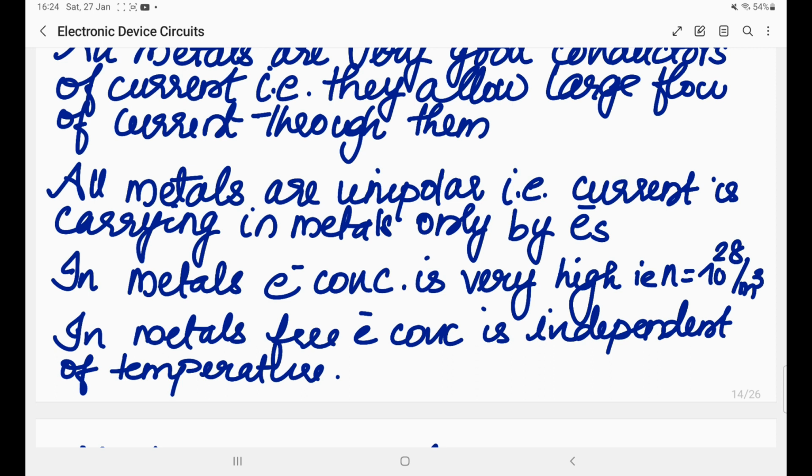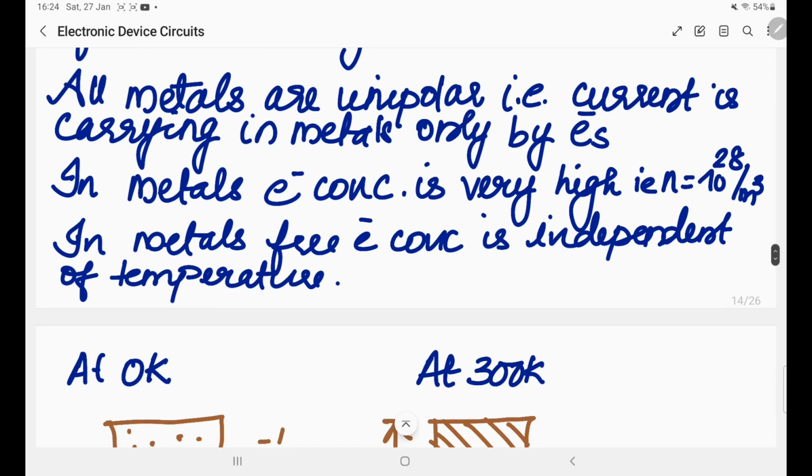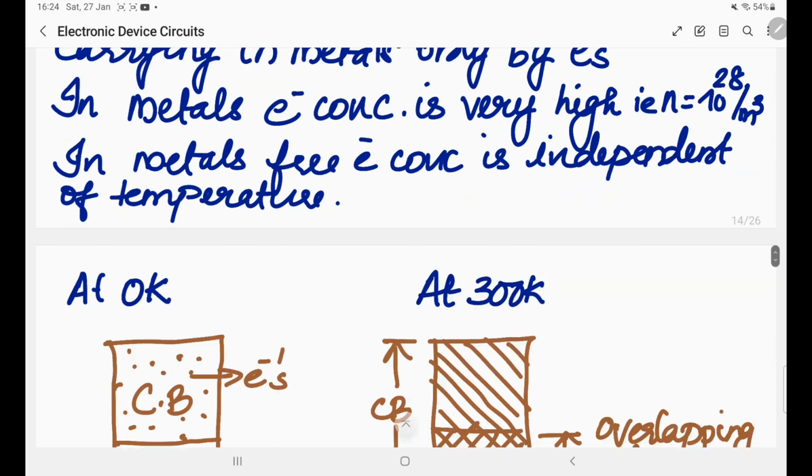What's the difference with semiconductors then? Semiconductors are bipolar devices, and the current carrying in semiconductors is by electrons and holes. In metals, the electron concentration is very high. For example, the carrier concentration N is around 10 raised to 28 per meter cube, carried by electrons. In metals, the number of free electrons is independent of temperature.